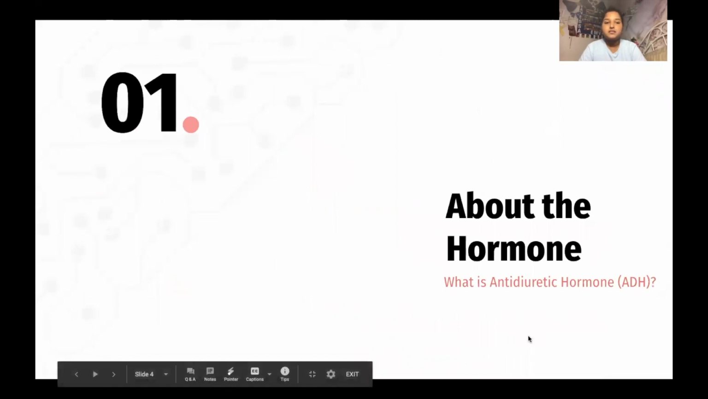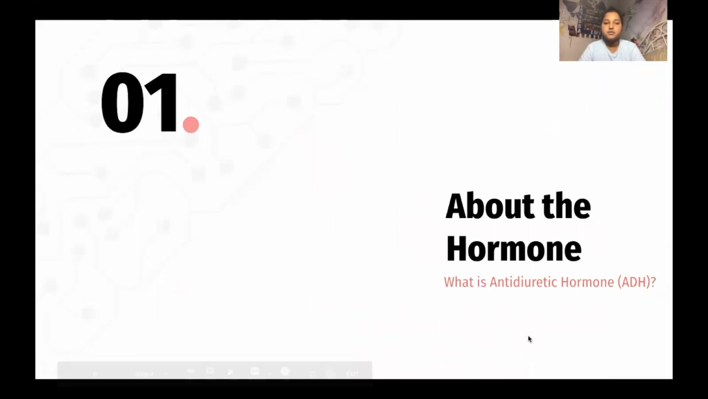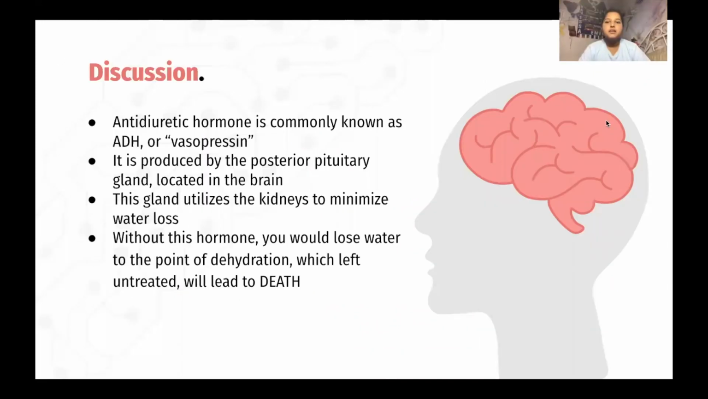So what exactly is antidiuretic hormone, also known as ADH? Antidiuretic hormone is commonly known as ADH or vasopressin. It is produced by the posterior pituitary gland, which is located in the brain. Despite wide variation in the amount of water you may take in each day, body water content must remain incredibly stable. Precision and control of the levels of the body's water and solute concentrations are controlled by ADH. So as you can see, ADH is very important in your body.